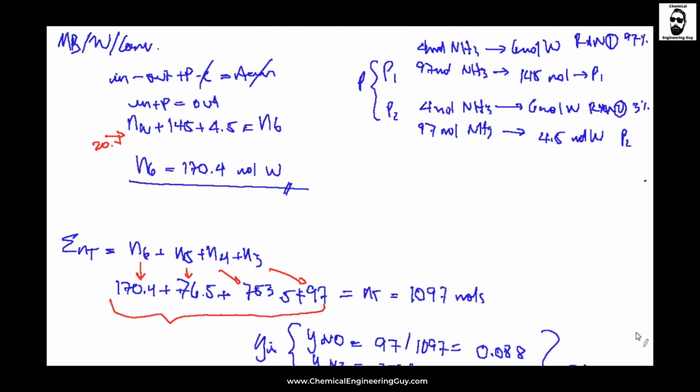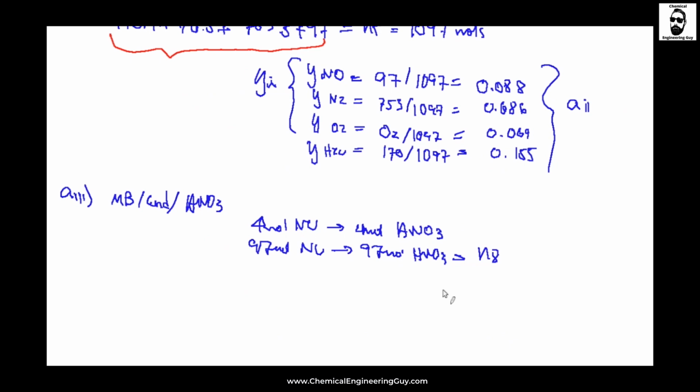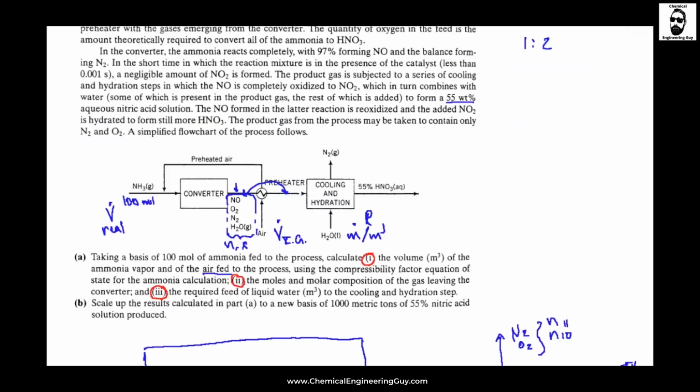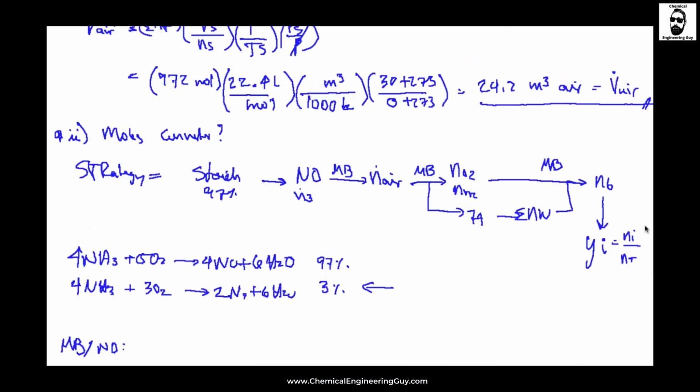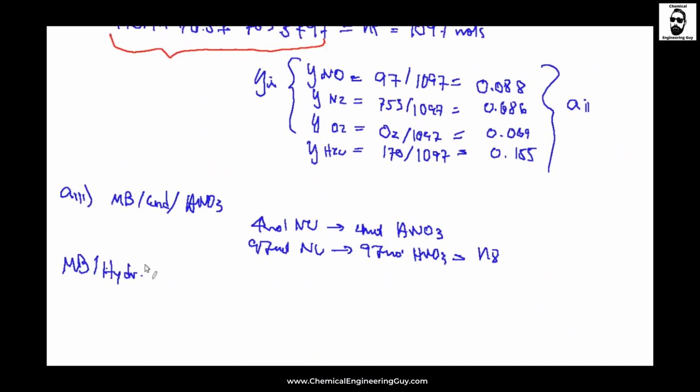So now let's relate to water. This was the mass balance. Let's do it in the condenser or in the process, the second process, hydration. Since in hydration we have no production or consumption in our inlet or outlet of HNO3, we don't need to do it for HNO3, but for water we need it. So the mass balance of water shall be 97 moles of HNO3 is the 55% of that. So let's find the mass of this.